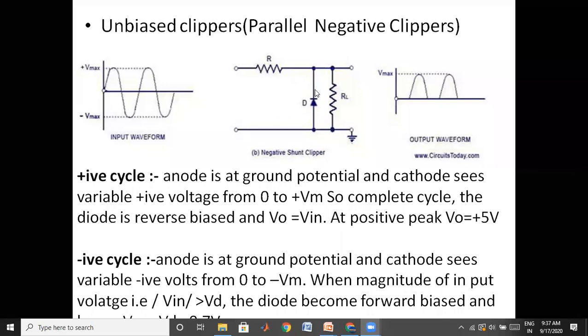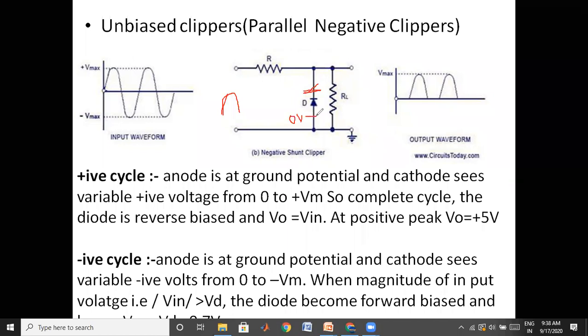If the cathode side has positive voltages, the diode will be in the off state. I think you are understanding what I am saying. The anode is connected to the ground, therefore here you have 0 volts. When you apply the positive cycle, that means 1, 2, 3, 4, and so on, the positive voltages occur at the cathode side. Since the cathode voltage is greater than the anode, this diode will be in the off state. Therefore, for a positive cycle, the diode acts as an open switch.